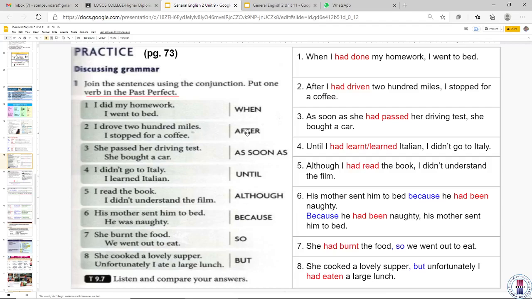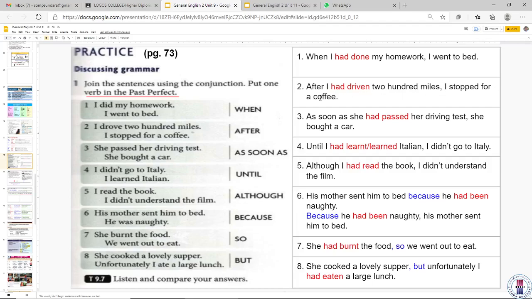Number 2, so after, I think it's pretty clear what after means. Look at the two sentences. I drove 200 miles. I stopped for a coffee. What action happened first? So you drove 200 miles first, then you became tired, so after that you stopped for coffee. So you would put, I drove 200 miles, in the past perfect: after I had driven 200 miles, comma, I stopped for coffee.